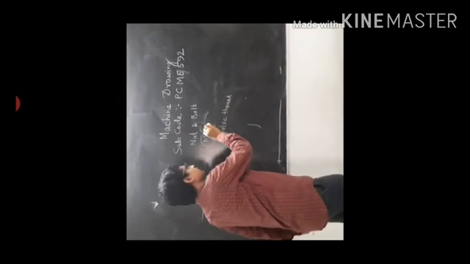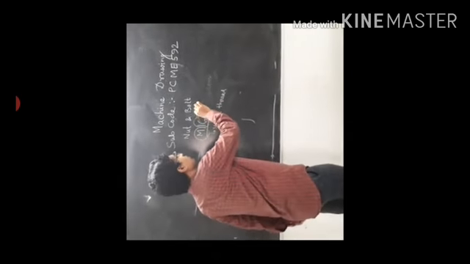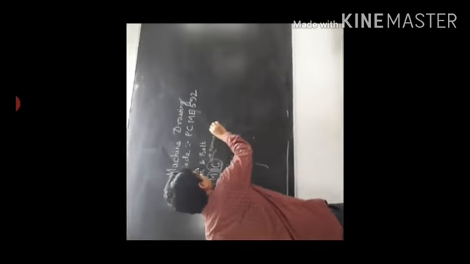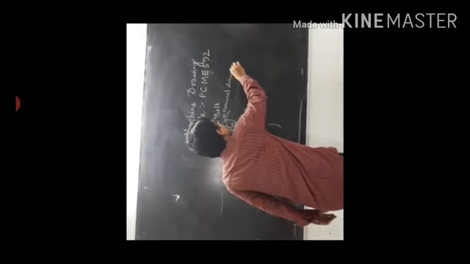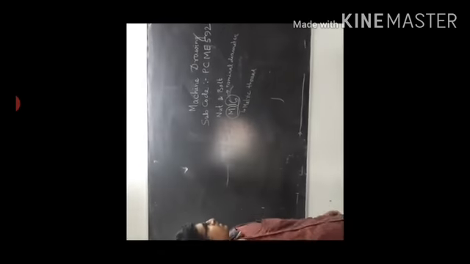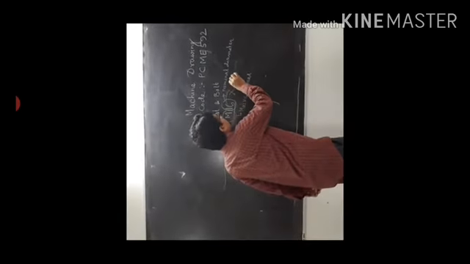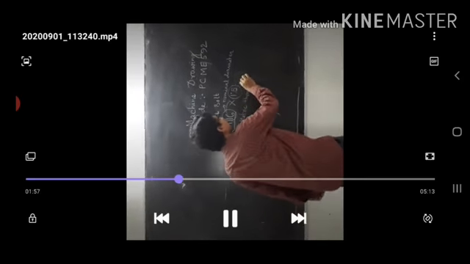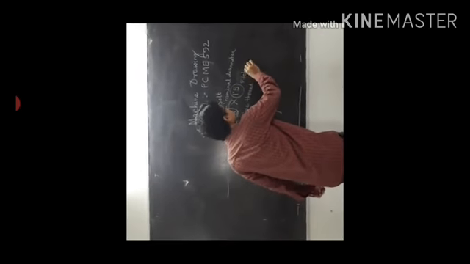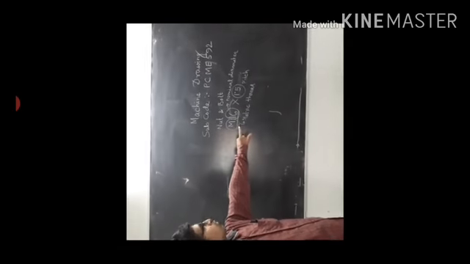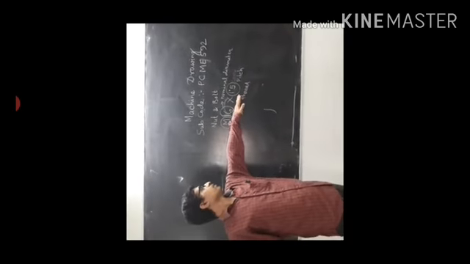And 16 is the nominal diameter of the bolt. So M16 means M is the metric thread and 16 is the nominal diameter, multiplied by 1.5, that is the pitch. 1.5 pitch. So M16 into 1.5 is the metric thread, nominal diameter into 1.5. This is given in any drawing.